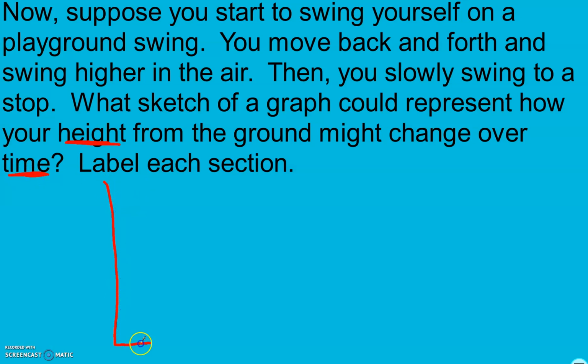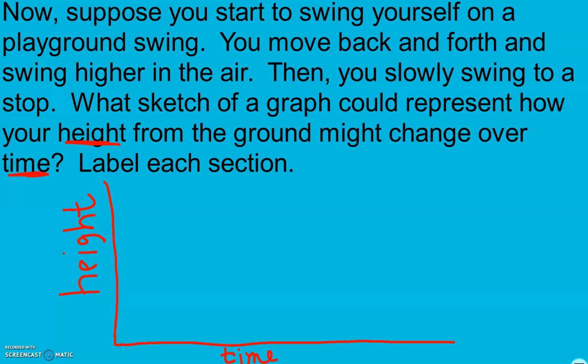So our variables are height and time. And we want to know how our height changes over time, which means time goes on the bottom and our height goes on the side. Okay. The bottom changes independently. Time goes on. Nothing we can do about that. But the height changes based off how long you've been swinging.